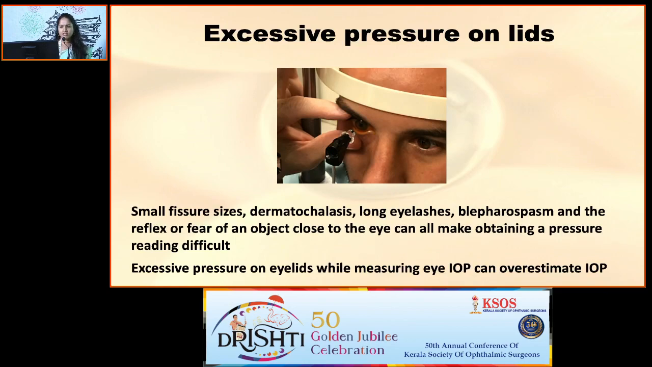Now, in some eyes the fissure will be very small. Dermatochalasis, long eyelashes, blepharospasm, or even reflex or fear of an object close to the eye can all make it very difficult for the patient to open his eyes. So you'll have to manually open the eyelids, but if you exert excessive pressure on the eyelids, that can overestimate the IOP.